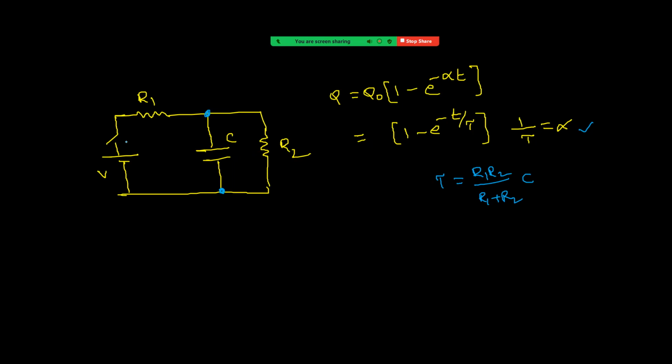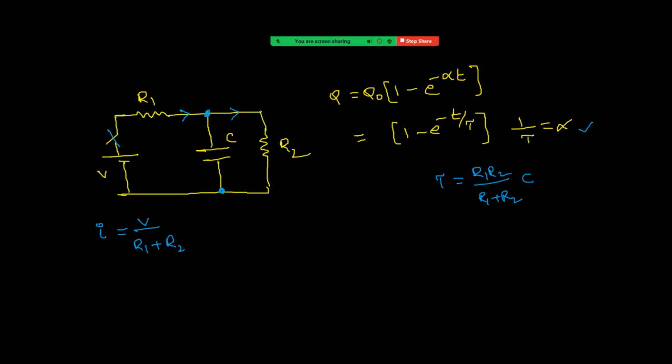Completely charged means there is no flow of current through the capacitor. So current flows only in the outer part like this. That means now we can say in steady state. Steady state means capacitor is completely charged. In steady state, current flows like this R1, R2, right? So current equal to V by R1 plus R2.